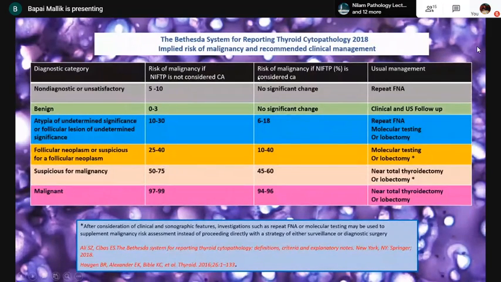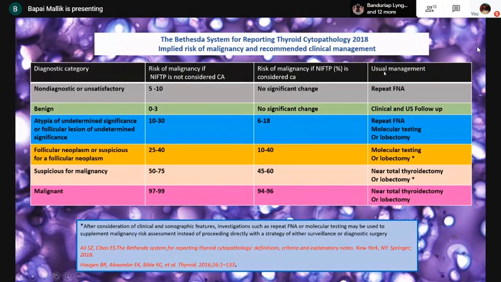Now, there are two different columns. This column calculates how many of them turn out to be malignant on follow-up when NIFTP is not considered a carcinoma. Wherever here, it is the risk of malignancy when NIFTP is considered to be a carcinoma. So this is the difference between these two columns, and you see the differences here, but not too much of a difference actually. But this is one of the revisions.